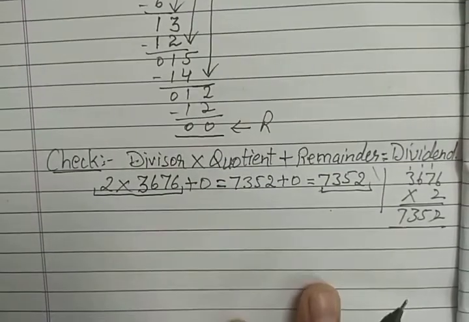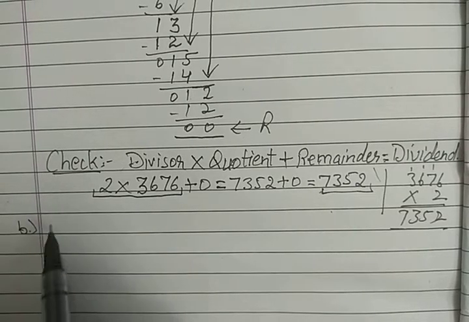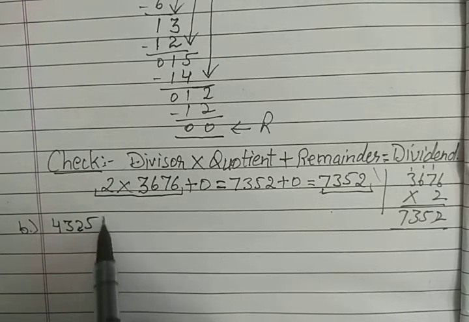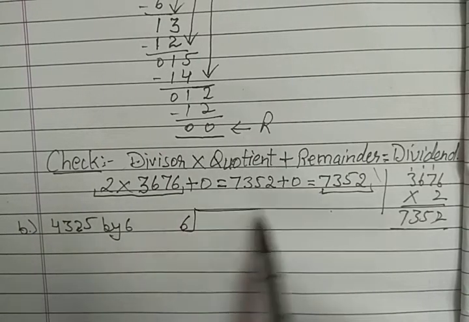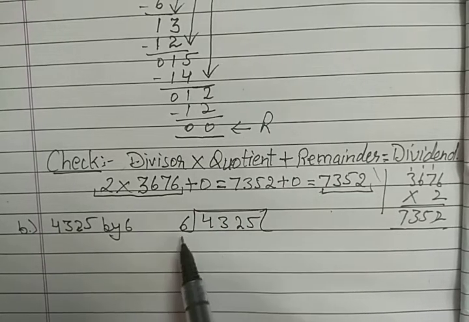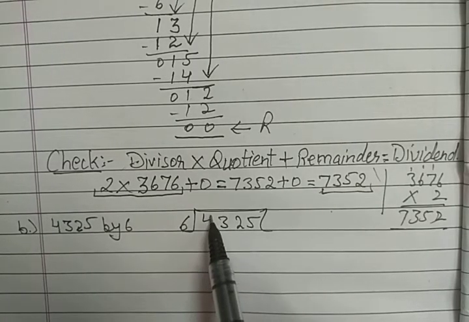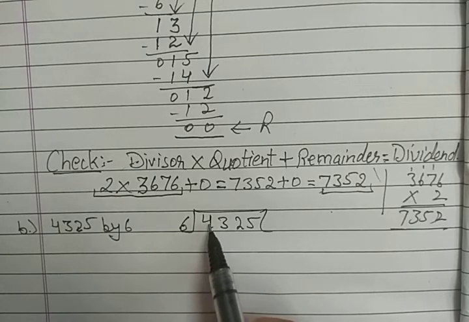Let us do one more example. B part. What is our B part? 4325 by 6. Let us divide it. 4325. Now here we start from the extreme left. What is here? 4. Now 4 is smaller than 6. Now what will we do? We have to make it greater. How? By taking 2 digits. So now what does it become?